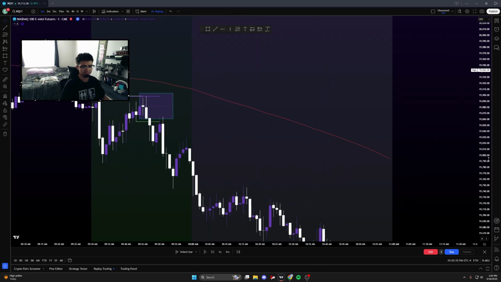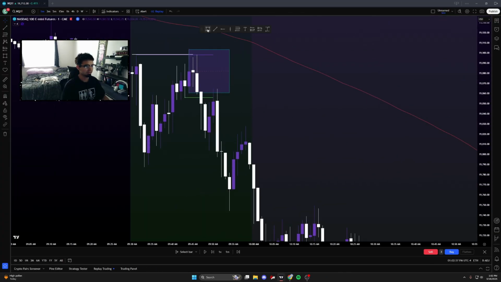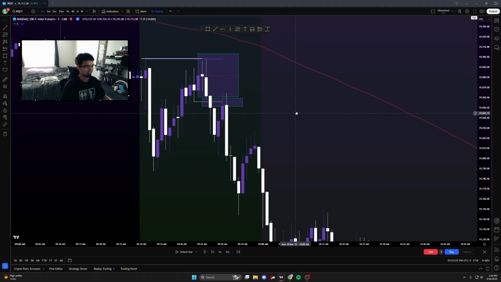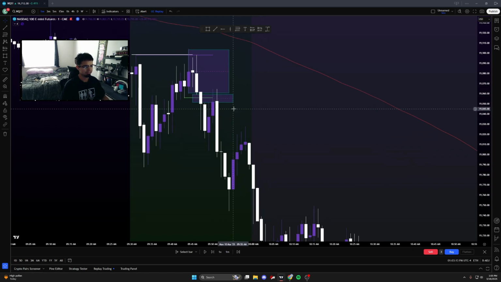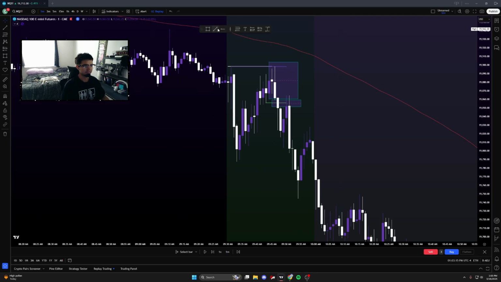What else do we see? We see a fair value gap form right here. That's pretty much about it. We have equal highs, an order block, and a fair value gap form. So what do we do? We can target liquidity right here.